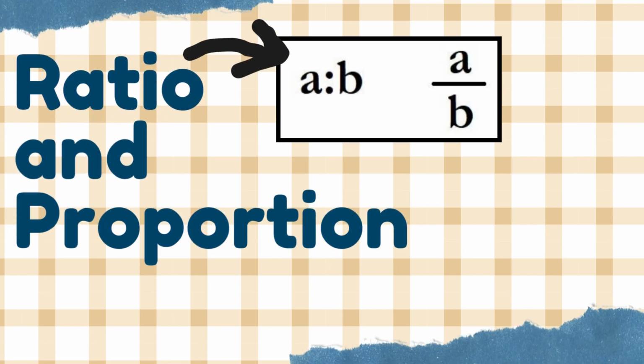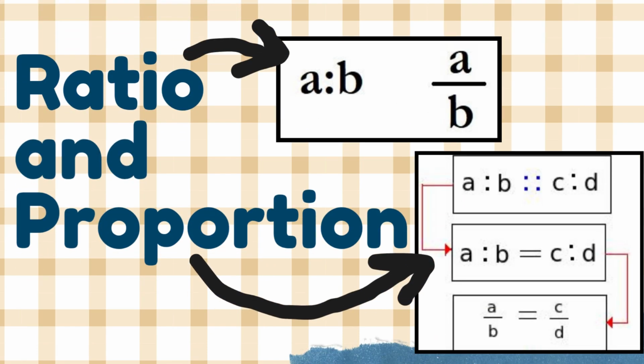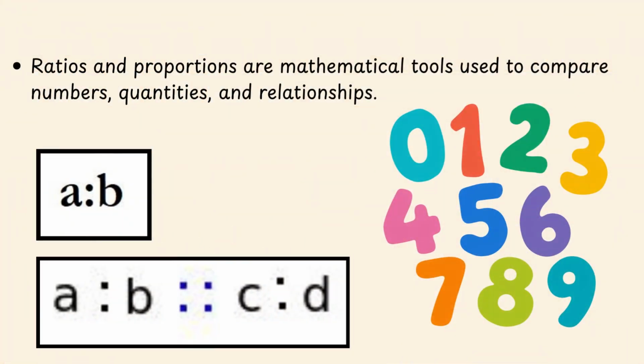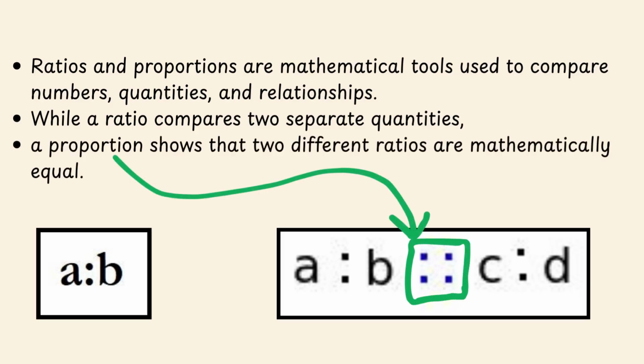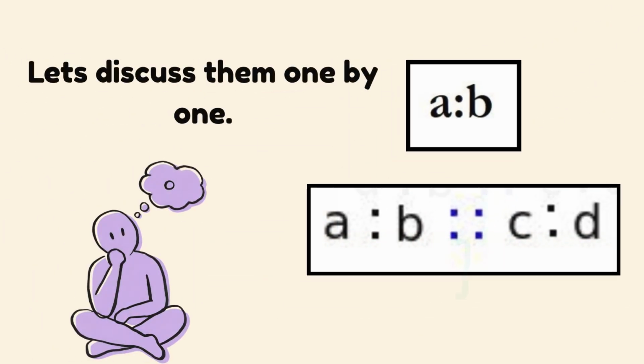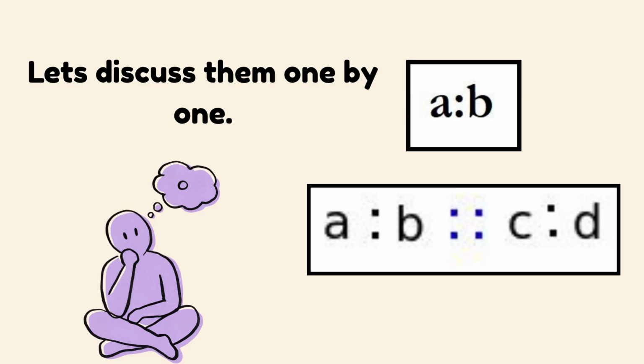Ratio and proportion. Ratios and proportions are mathematical tools used to compare numbers, quantities, and relationships. While a ratio compares two separate quantities, a proportion shows that two different ratios are mathematically equal. Let's discuss them one by one.